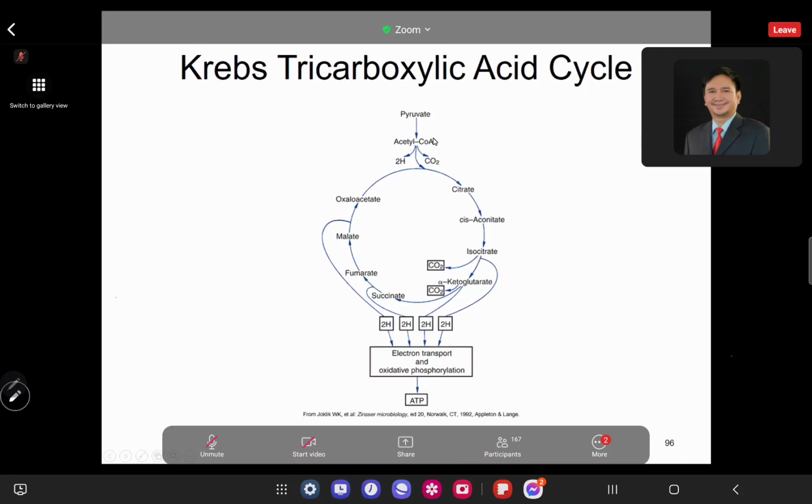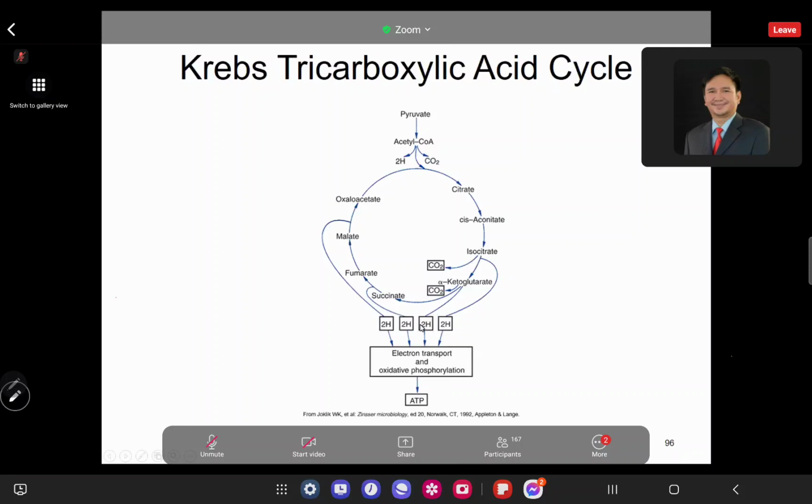Your acetyl coenzyme A enters the cycle producing carbon dioxide, NADH, FADH2, and ATP or GTP. And electron carriers, such as your NADH, FADH2 transfer electrons to the electron transport chain.